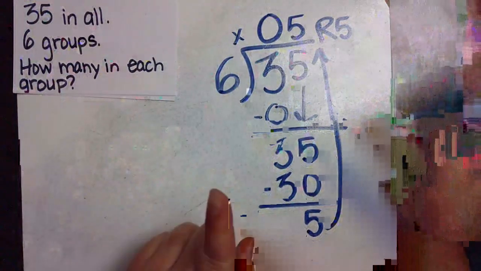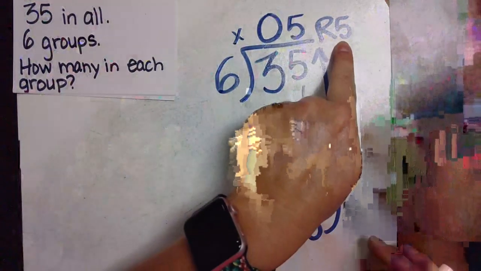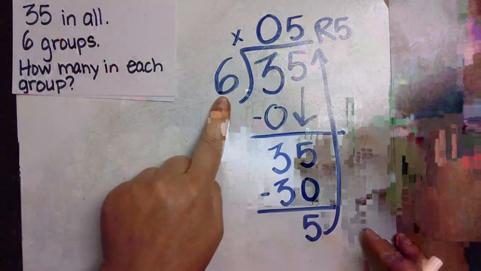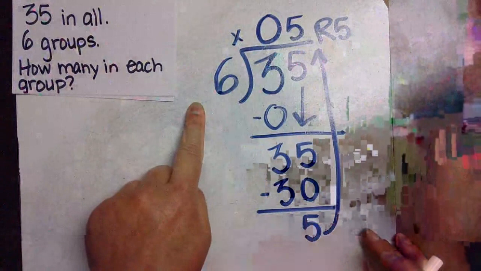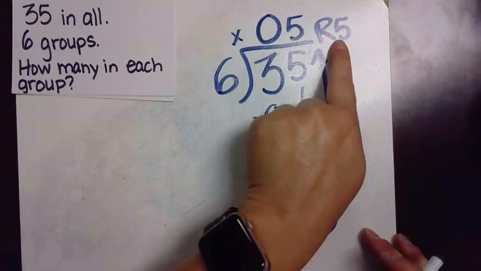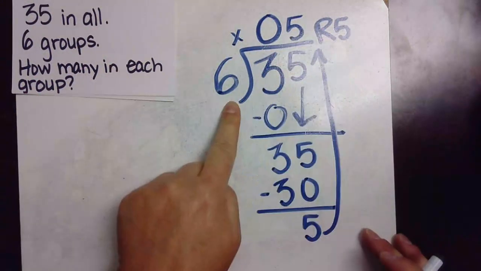Now I am going to tell you, beware. My remainder will never be more than my divisor. If this is 6 or more, that means that 6 would have gone into it another time. So that's just a way to check yourself. Make sure the remainder is not more than my divisor.